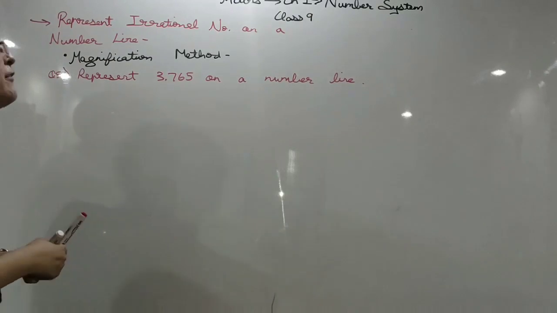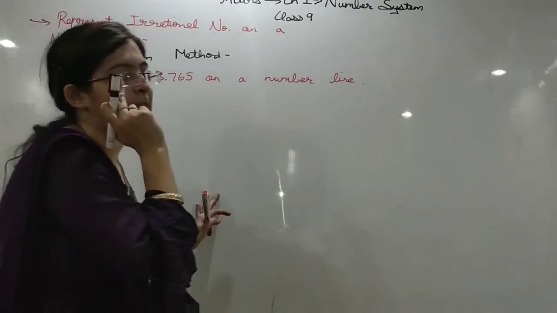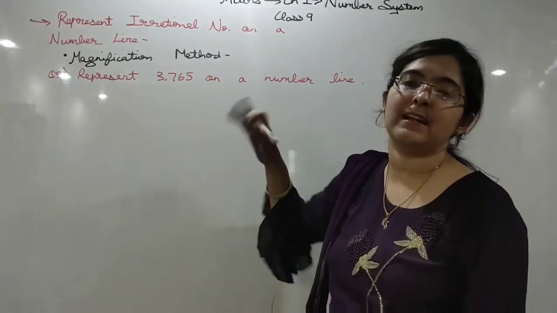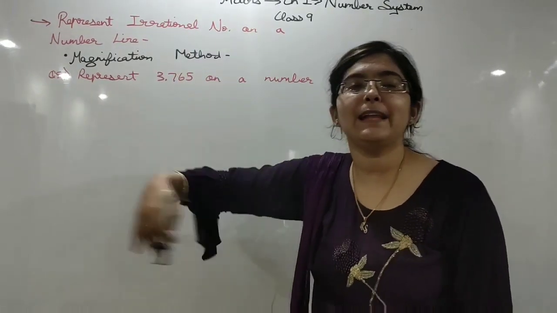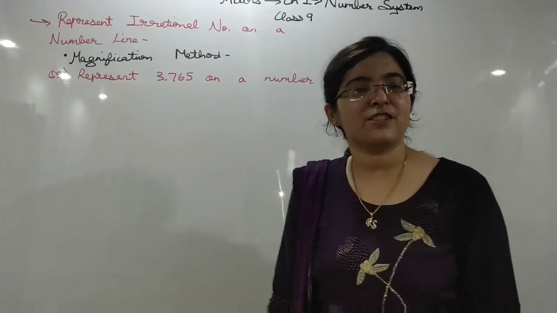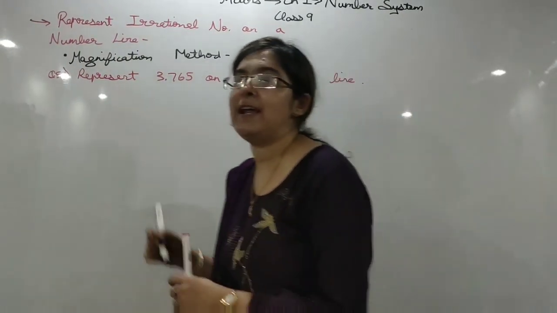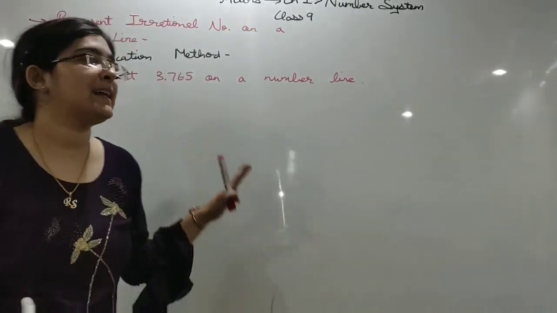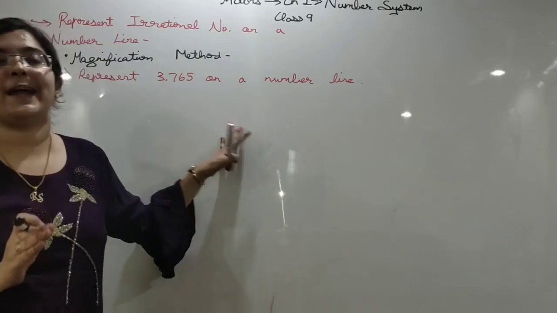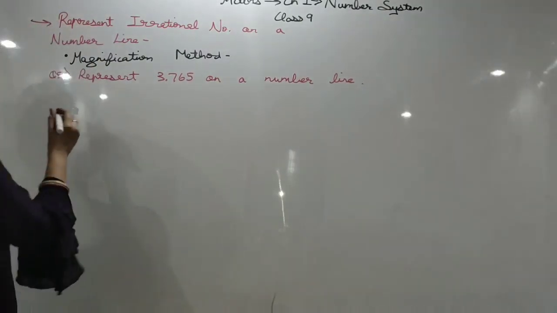How will we know that it is a method of magnification? Whenever after the decimal there are 3, 4, 5 or unlimited number of digits, then we will use this magnification method. Okay, so let's see. Don't write anything. First concentrate here. This is a new method. First try to understand it. How do we do it?